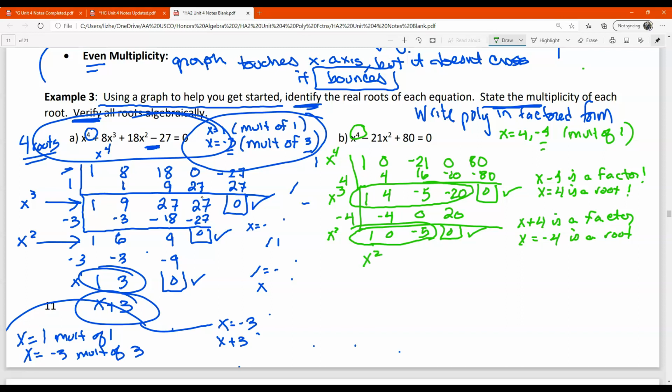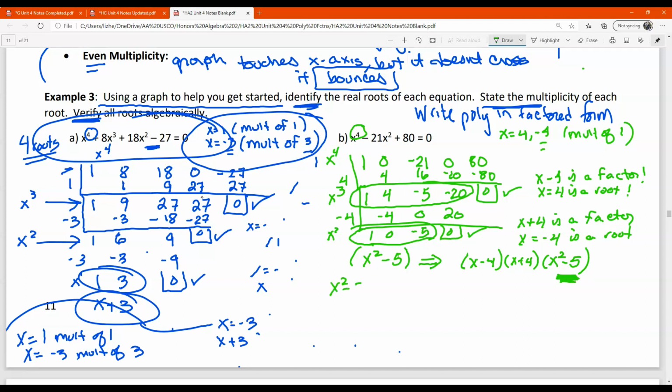I have x squared plus 0x minus 5, and that would be the factor right there, x squared minus 5. But that gives me two answers. So at this point right here, I have the polynomial x minus 4 times x plus 4 times x squared minus 5. And I have the roots, x equals 4, x equals negative 4, and then I have this. Well, I need to find those two zeros. So how do I do that?